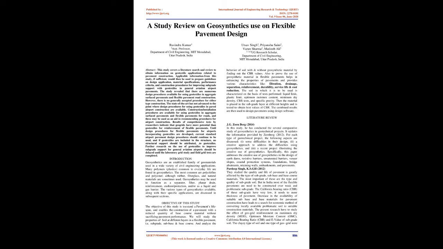The soil in which it is to be used is characterized on the basis of tests performed: liquid limit, plastic limit, optimum moisture content, minimum dry density, CBR tests, and specific gravity. Then the material is placed in the subgrade layer at different heights and is tested to obtain best values of CBR. The combined results are then used to design pavements using design software.